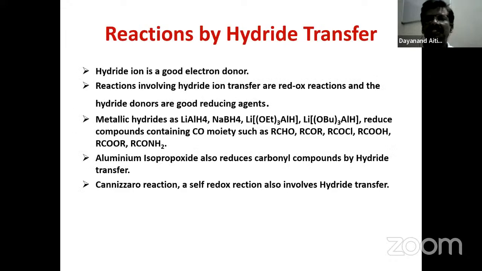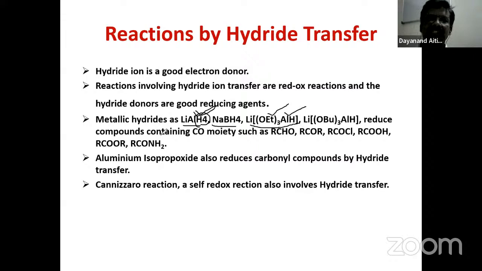Now let us see some reactions by hydride transfer. H minus is transferred. Hydride means generally we come across reducing agents like lithium aluminum hydride and sodium borohydride. We saw this while discussing the reactions, where 3 of the 4 hydrogens are removed, leaving only one, and instead we place OEt. Why? Because lithium aluminum hydride is very fast. In order to make it mild and slow, so that selectivity will be more, we remove 3 hydrogens and place other groups.